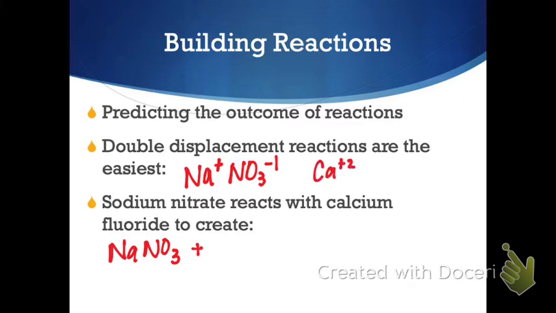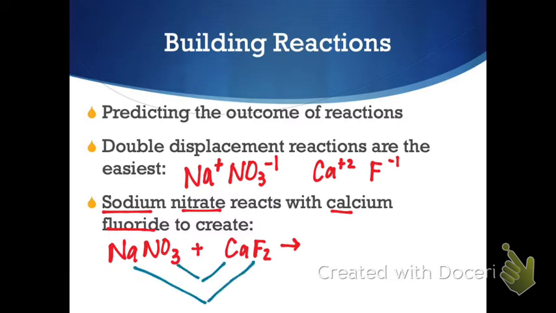It reacts with calcium fluoride. Calcium is a +2. Fluoride is a -1. So when I build that molecule, what's it going to look like? CaF2. Okay, so there are my reactants. That's what they gave us. We said my products are probably going to be sodium fluoride and calcium nitrate. But let's check here. If I'm looking at a double displacement reaction, I want my outsides to come together and my insides to come together. So if my outsides come together, that would be sodium and fluoride. So we were right in predicting that.